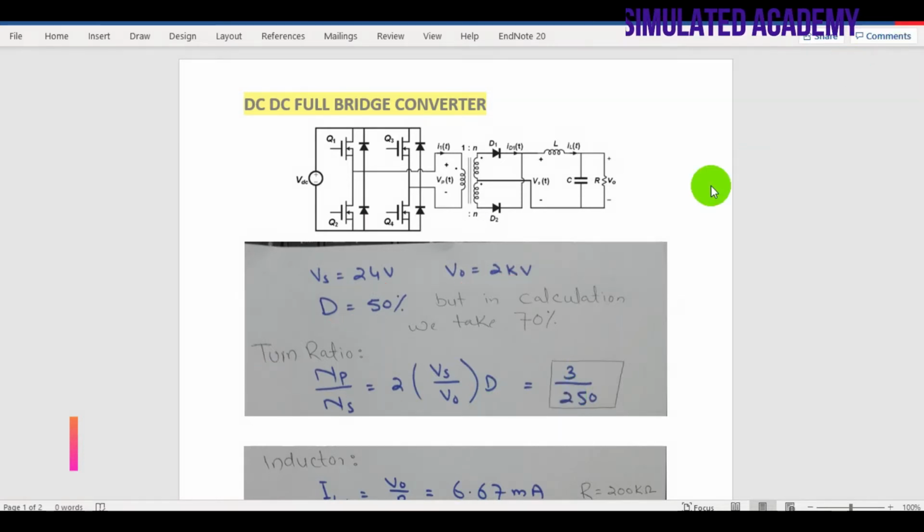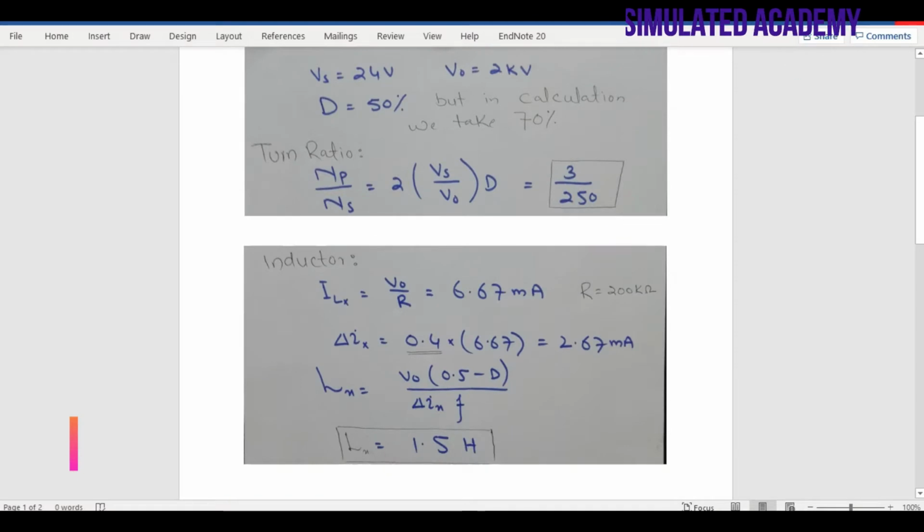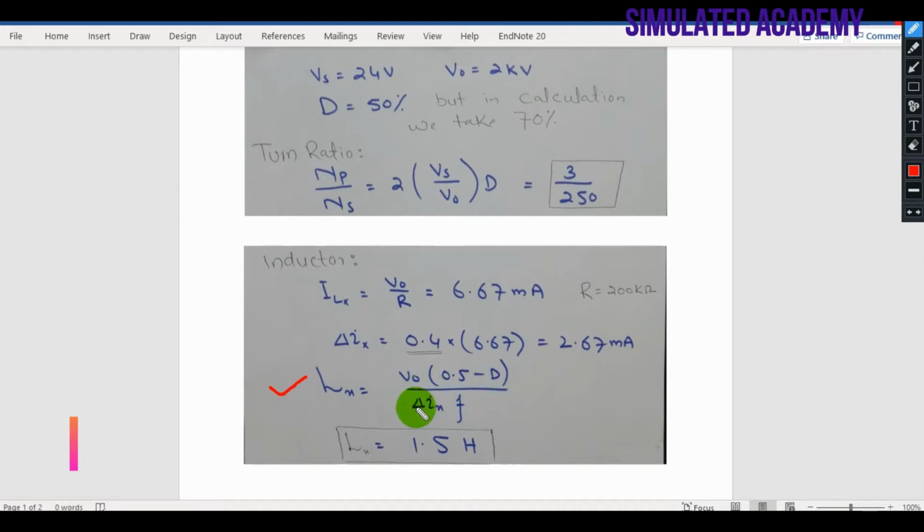And now let's calculate the rest of the parameters. The inductor can be calculated by using this formula: Lx is equal to V naught times 0.5 D divided by change in Ix times F. So first of all, we will calculate the current Ix flowing in the inductance, using this formula: V naught divided by R, where I assume an R value of 200 kilo ohm and V naught is 2 kilovolt. So the current will come out to be 6.67 milliampere.